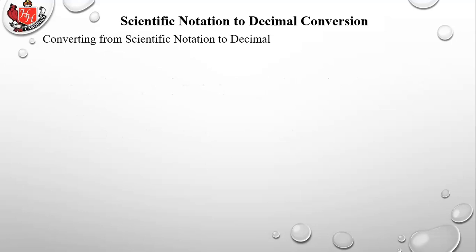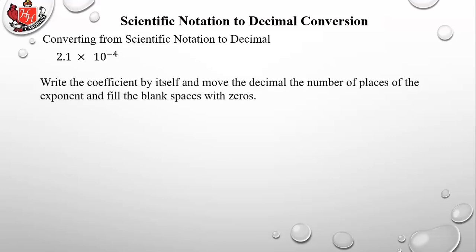Okay, converting from scientific notation to decimal. Here's another example. So it's 2.1 times 10 to the negative 4th. So the exponent this time is negative. That means it's going to be a number smaller than 1. So write the coefficient by itself and move the decimal the number of places of the exponent and fill the blank spaces with zeros. So we see that the decimal this time is going to move to the left because it's got to be a number smaller than 2.1 or even smaller than 1.